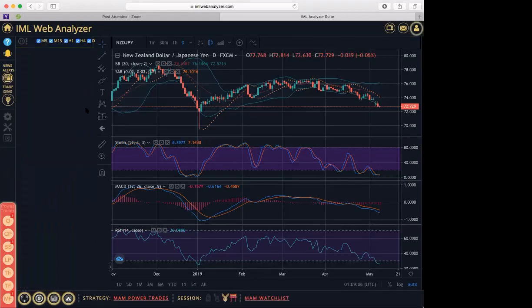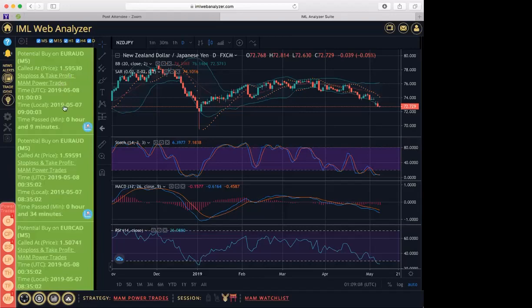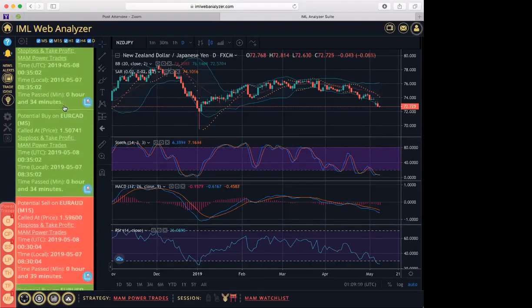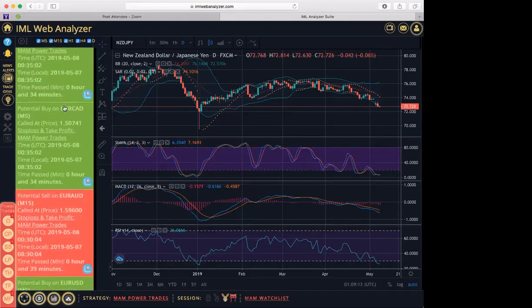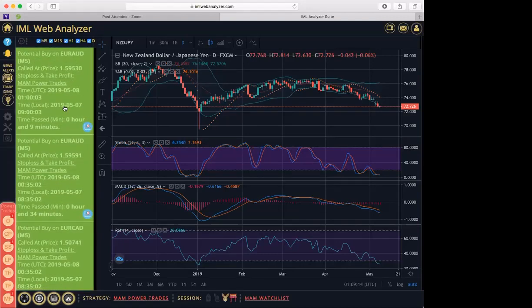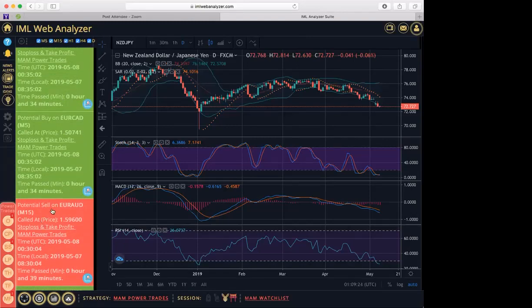Now, as you can see, they will either be green or they will be red. If they are green, it says a potential buy, but the color also helps your eye identify that it's a potential buy. If it's red, it says potential sell. The colors help draw your eye in, but it also lets you know exactly what it is.